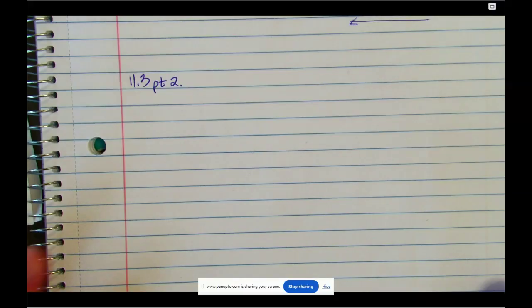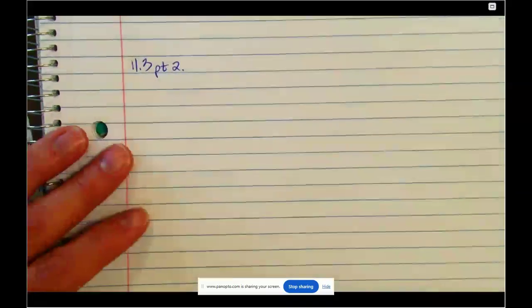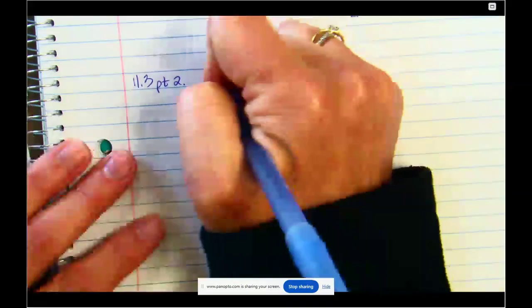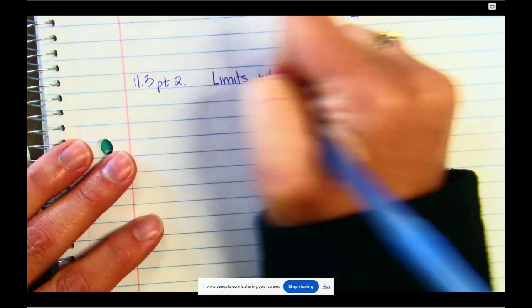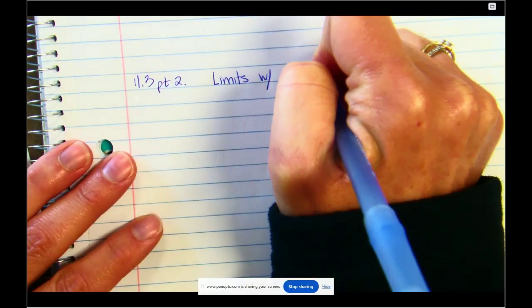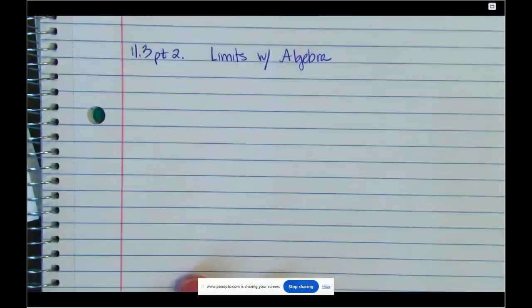So what we're gonna do is talk about finding limits with algebra. Okay, so then we end up with this really weird idea of the fact that infinity is not a number, but we are going to be treating him like he is one. Okay, so that's weird.